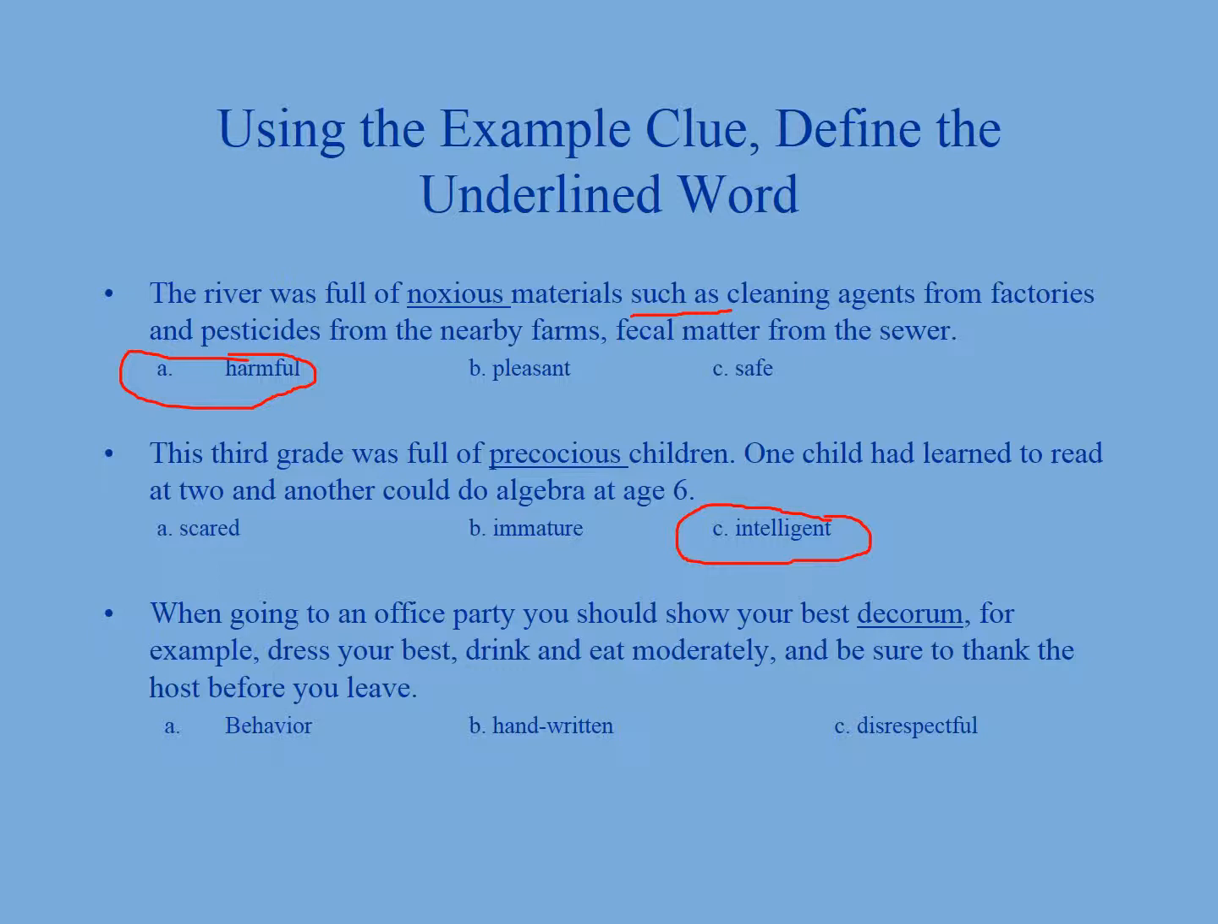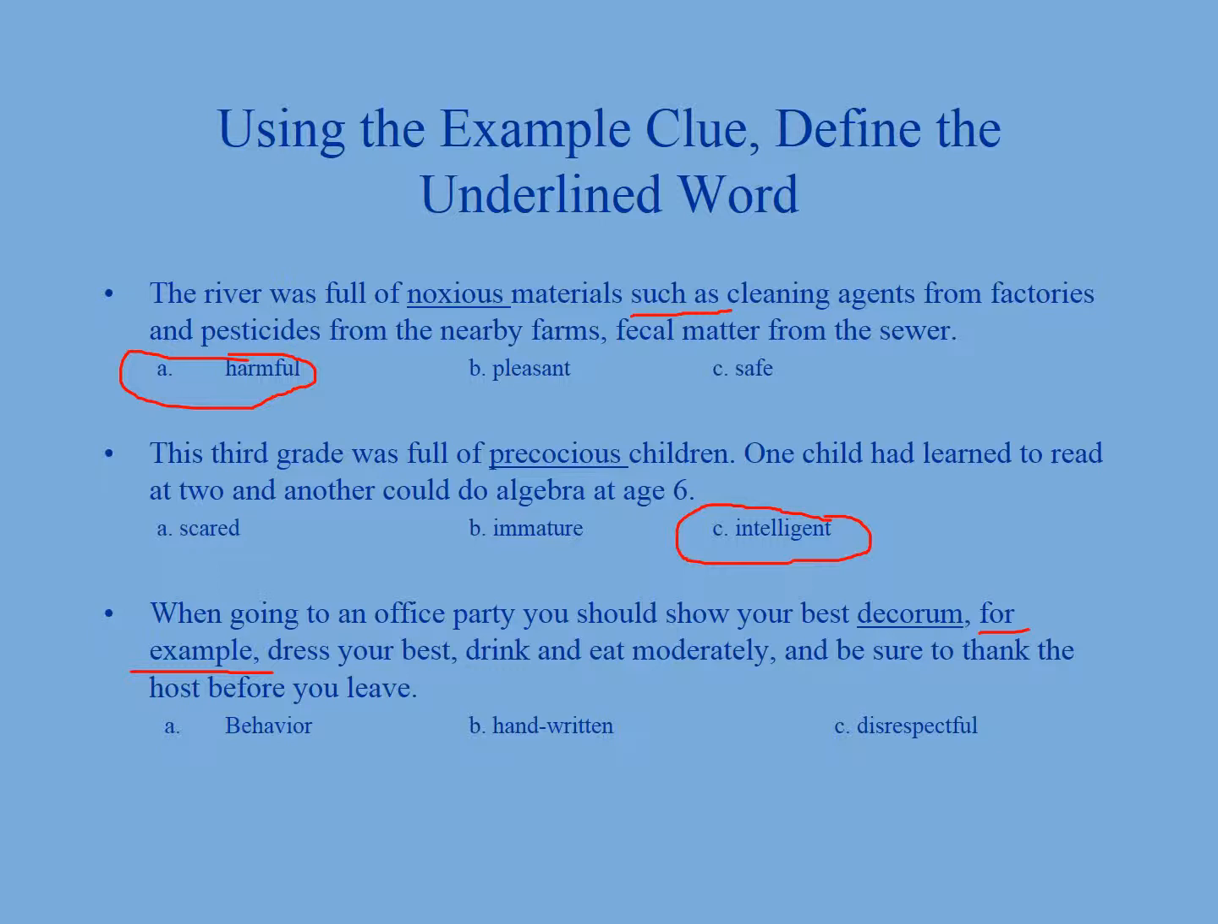When going to an office party, you should show your best decorum. For example, the phrase for example indicates that we are going to give examples of the word decorum. And so examples of decorum would be dress your best, drink and eat moderately, and be sure to thank the host before you leave. So the unfamiliar word is decorum.